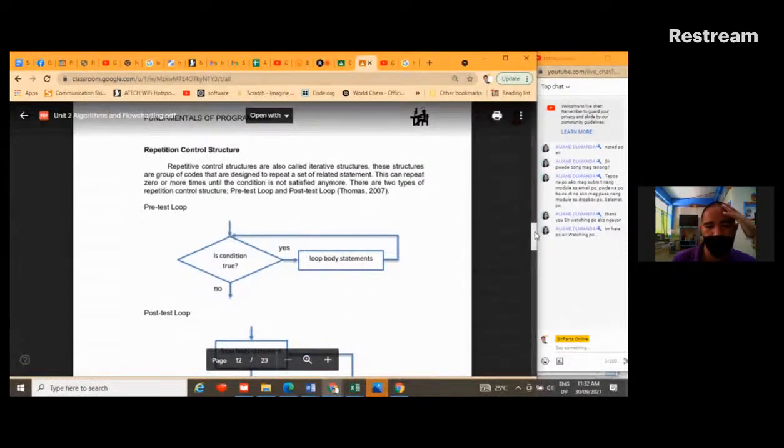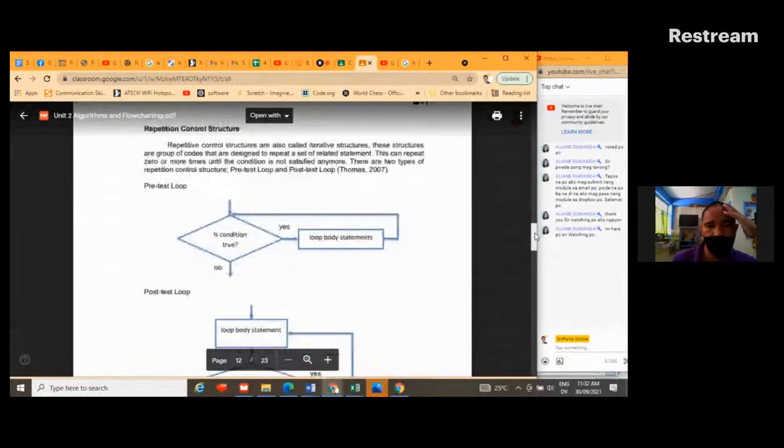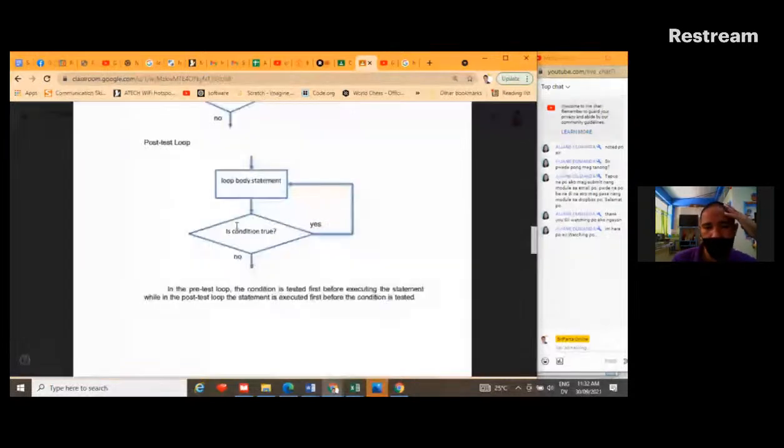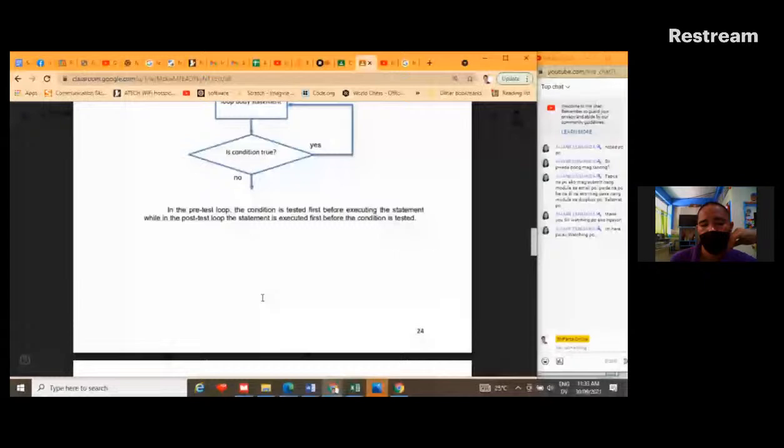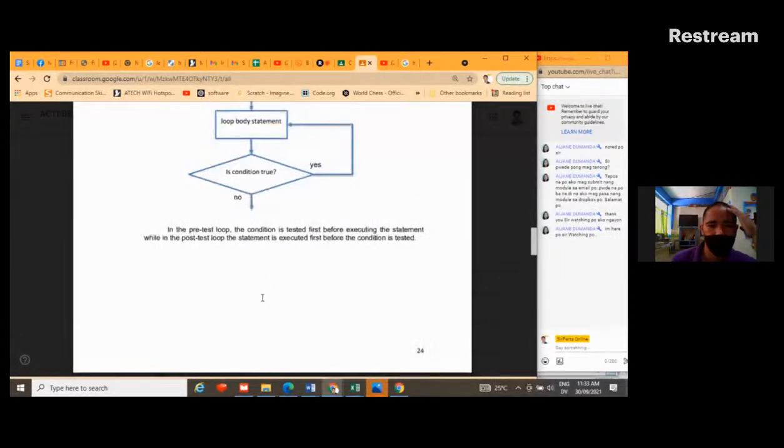That is pre-test. And the post-test is you have the statement here. It will go to the decision, and then it will go back to the statement. So in the pretest loop, the condition is tested first before executing the statement, while the post-test loop, the statement is executed first before the condition is tested.